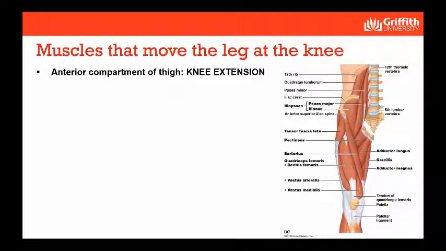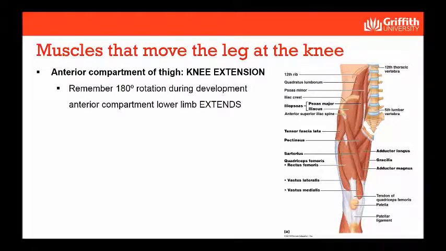The muscles that move the leg at the knee are located in the anterior compartment of the thigh and extend the knee joint. Remember that during development in utero, the lower limb rotates 180 degrees, so that the muscles located in the anterior compartment of the lower limb, inferior to the hip joint, are extensors.